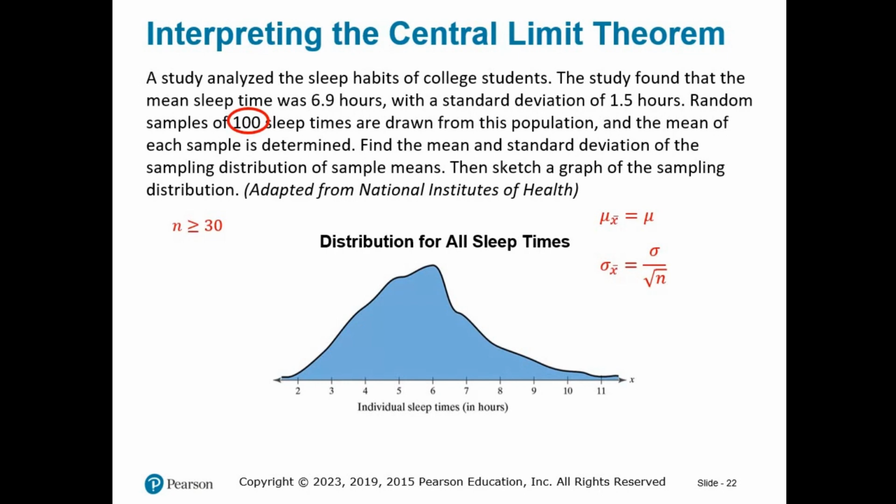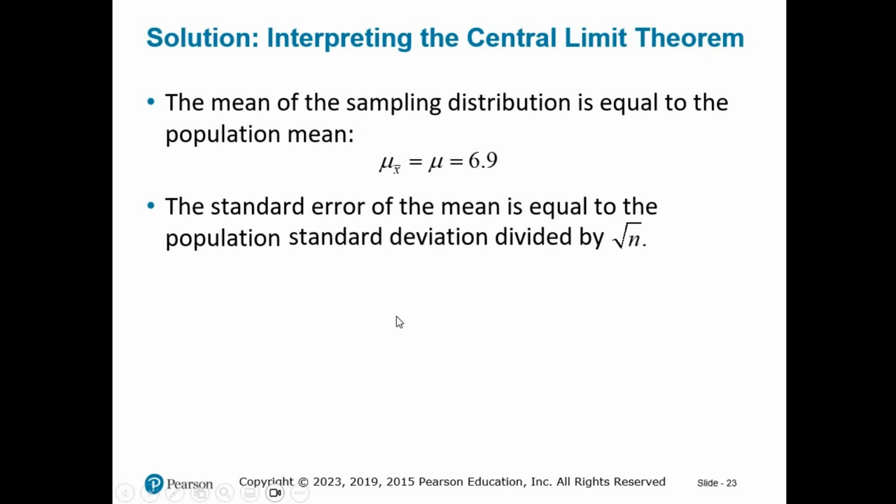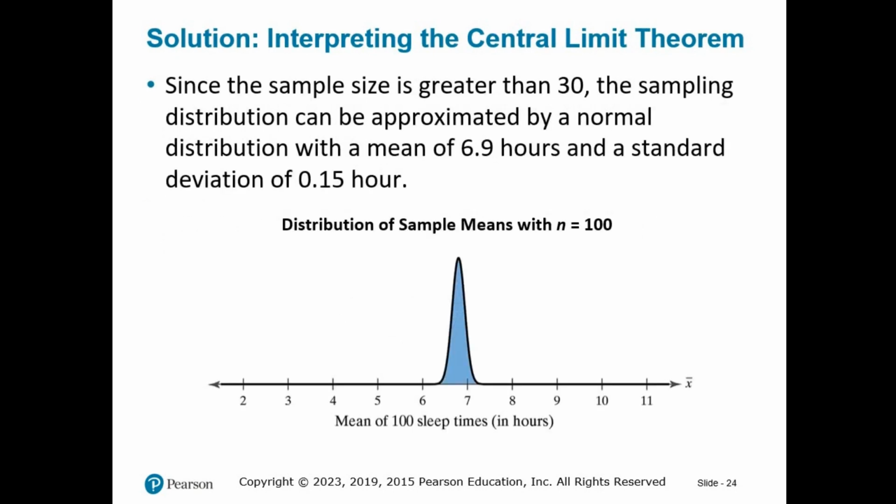of n. So they gave us the population mean, so because of the theorem, we know the sampling mean to be 6.9 also. For the standard error of the mean, we just plug into the formula the population standard deviation, which was 1.5, and the square root of the sample size, which was 100. We get 0.15 as our sample standard deviation. Here's what the graph would look like. Notice the variation is very narrow because the standard deviation is only 0.15.